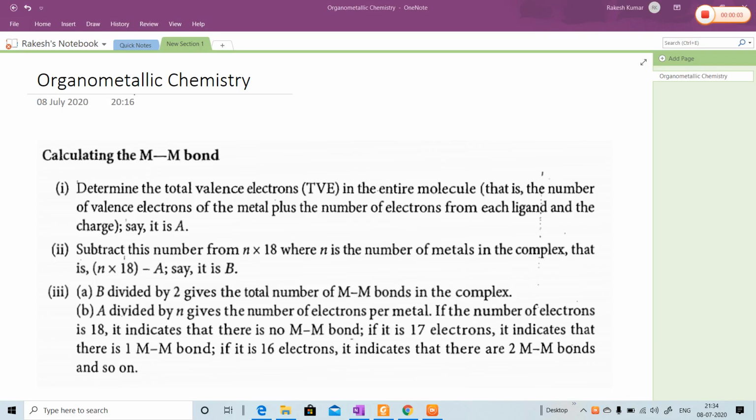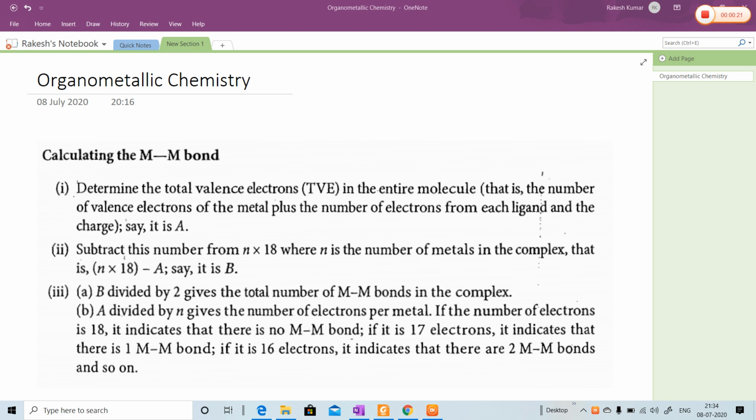Dear students, today we will discuss the calculation of metal-metal bond in the organometallic compound. So there are three different steps which are used to calculate the metal-metal bond.